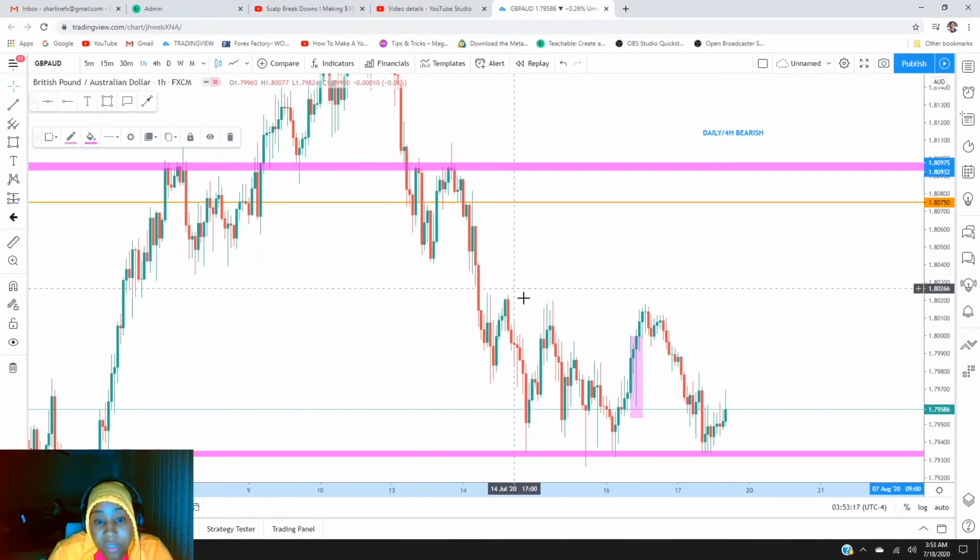Okay, so obviously this is a downtrend. It was a downtrend on the daily, downtrend on the 4-hour, downtrend on the 1 hour. So guess what? We're looking for sells. If we're looking at the downtrend, we are looking for nothing but sells. So on the 1 hour time frame, I see clear sells.